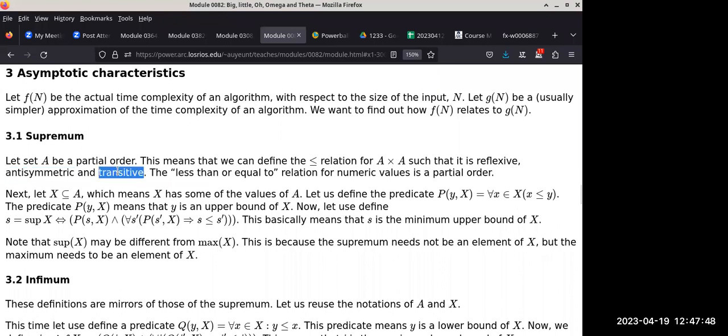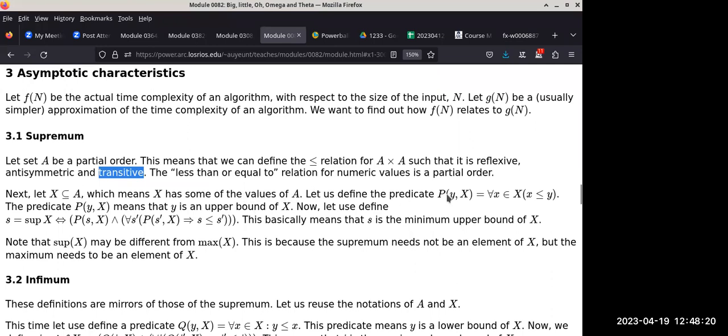In other words, if A is less than or equal to B and B is less than or equal to C, does that imply A is less than or equal to C? All right, so intuitively, it makes sense to us. Very good. So now we choose a subset X that belongs to A. A is representing the set where the less than or equal to is defined over. X is a subset of A, so that means X has some values of A.